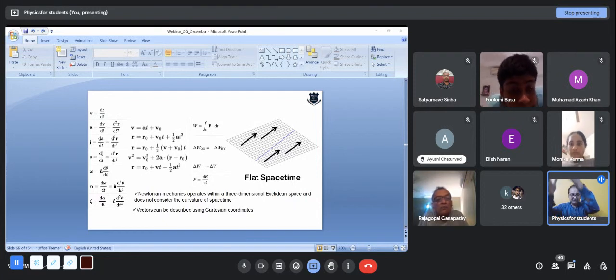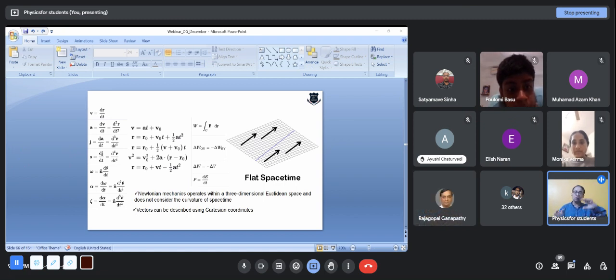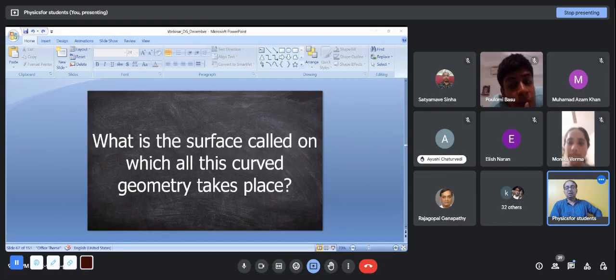So all those left hand side equations which you can see, these are very good, I mean to say vectors, etc. These are all okay to measure something on a flat space time, but it is not good in terms of a curved space time. Now this is the question: what is this surface called on which all those curved space or curved mathematics takes place?